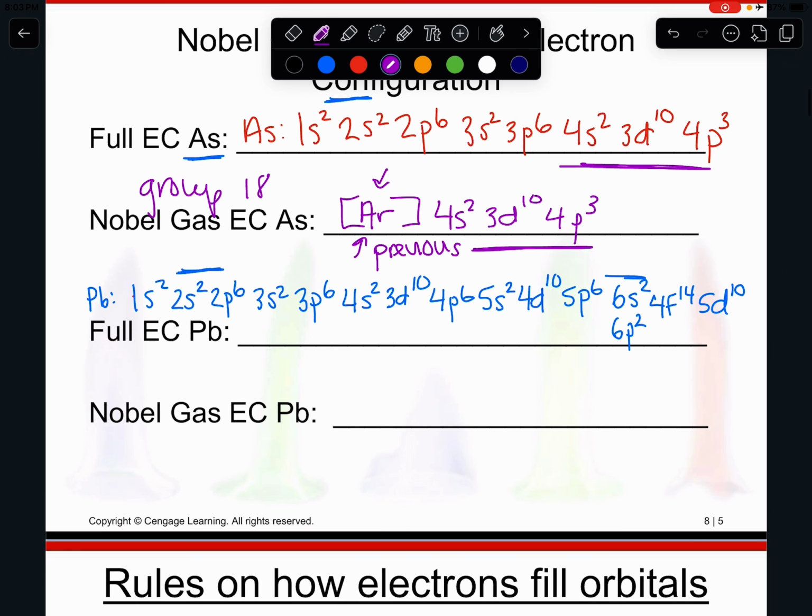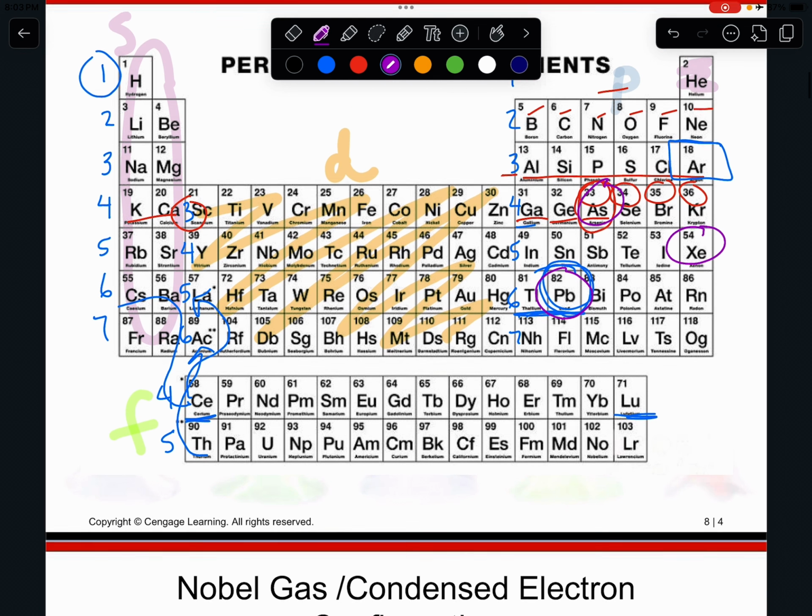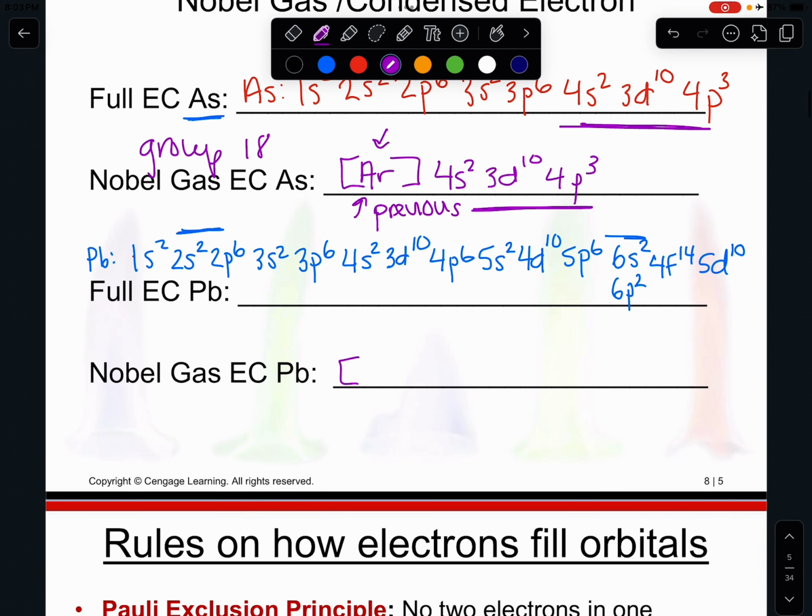I'm going to go ahead and do lead. So let's look at what the previous noble gas to lead was. So it's number 82. The previous one is xenon, Xe. Remember, these are brackets, not parentheses. And then we're going to continue on with our 6s2, 4f14, 5d10, and we're going to finish with 6p2.